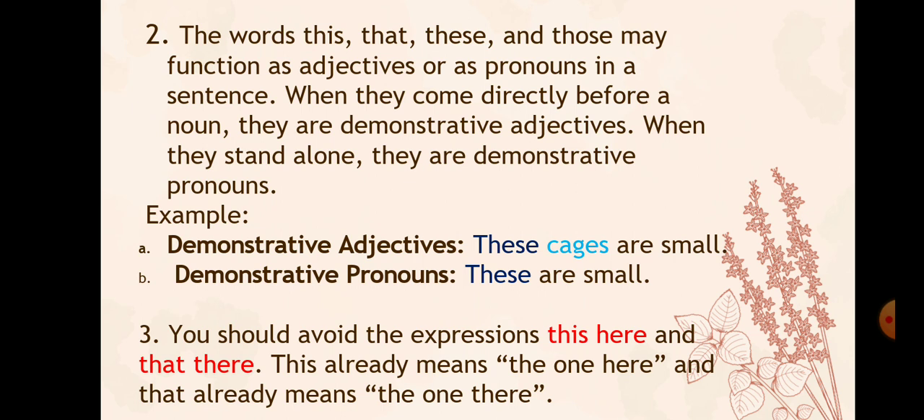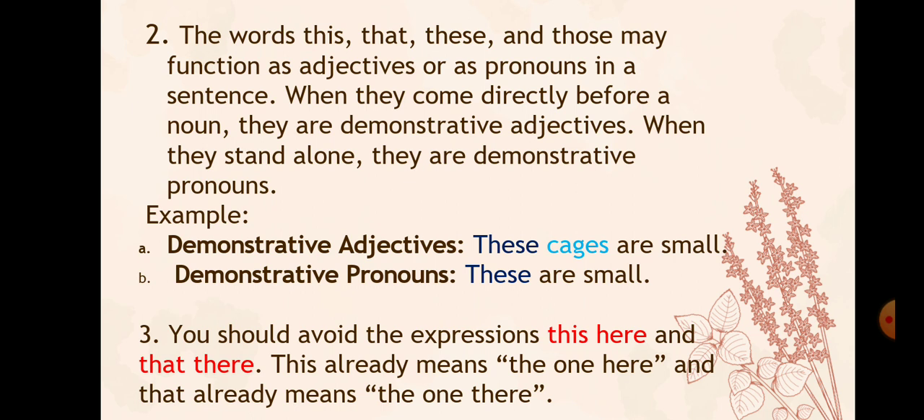For example, demonstrative adjectives: these cages are small. What do you have after? You have cages, and cages is a noun, so it becomes a demonstrative adjective. These are small. These is standing alone, so it is a demonstrative pronoun.